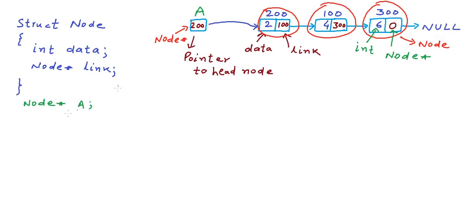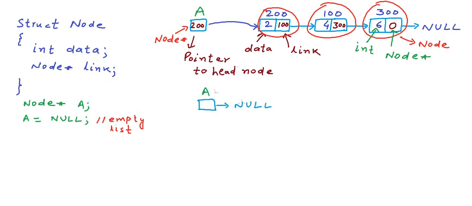Initially, when the list is empty, when there is no element in the list, this pointer should point nowhere. So we write a statement something like a is equal to null to say the same. With these two statements, what we have done is we have created a pointer to node named a, and this pointer points nowhere, so the list is empty.